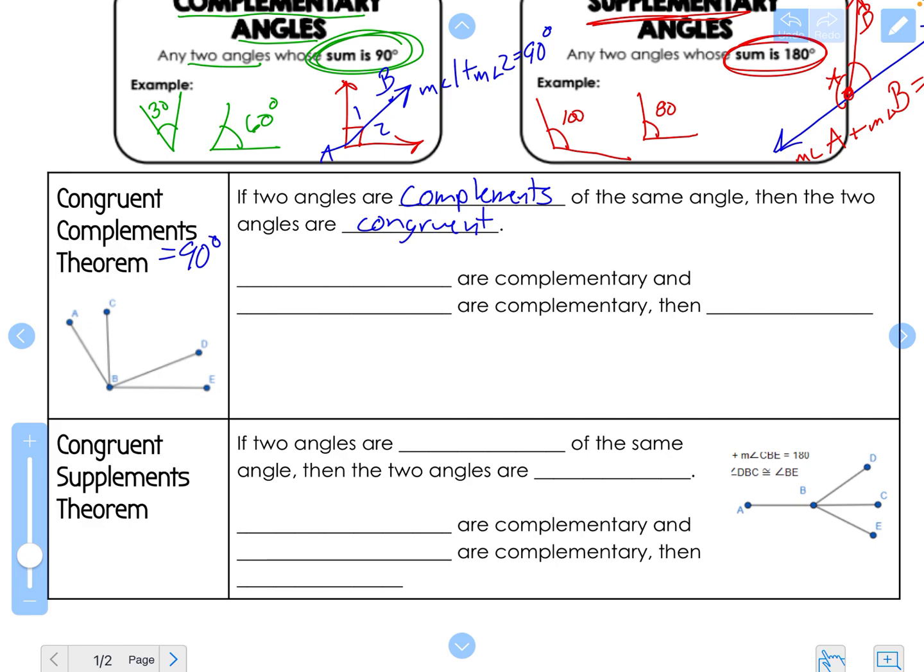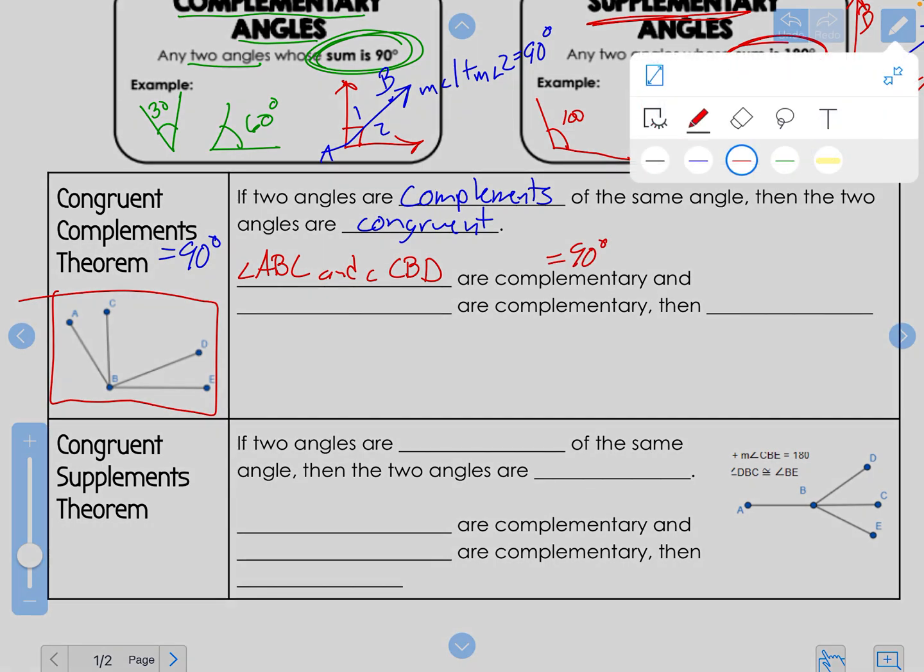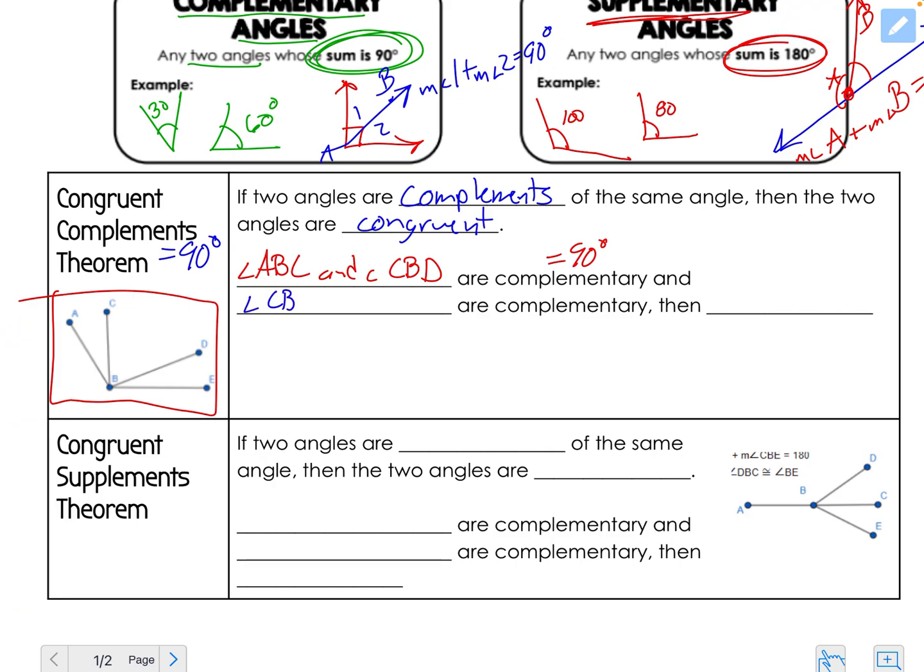If we look at this example image on the left, if I know that angle ABC and angle CBD are complementary, that means they equal 90 degrees when added together. And if I know that angle CBD and angle DBE are complementary, then what I know is that angle ABC is congruent to angle DBE.